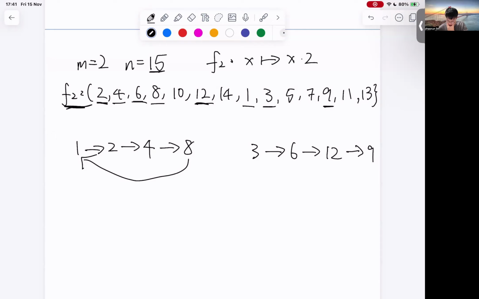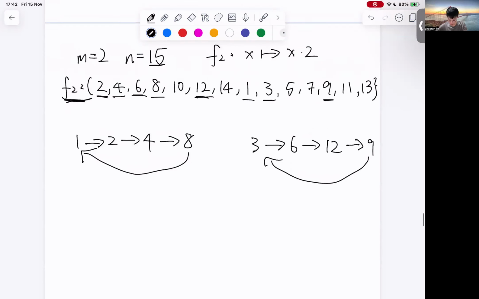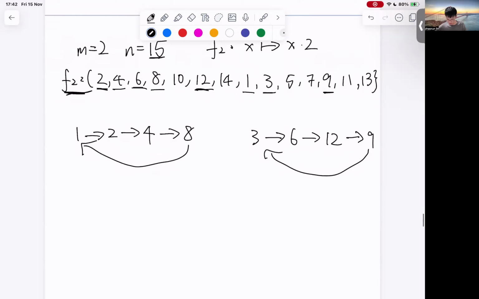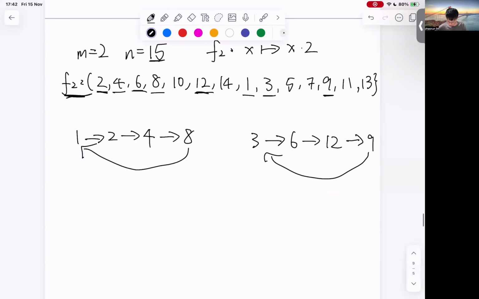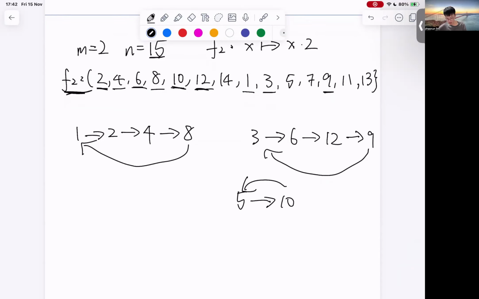9 maps to 3. So this is the second cycle. So now we have 3, 6, 12, 9. And then let's consider 5. 5 maps to 10. 10 maps to 5. This is another cycle.